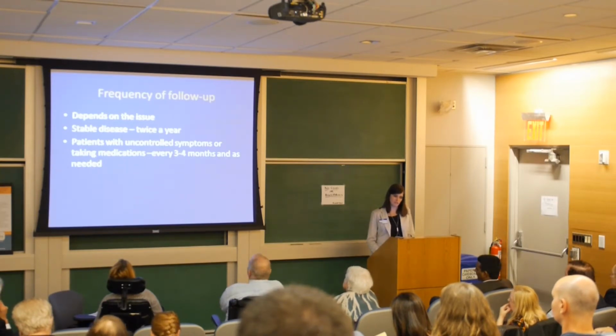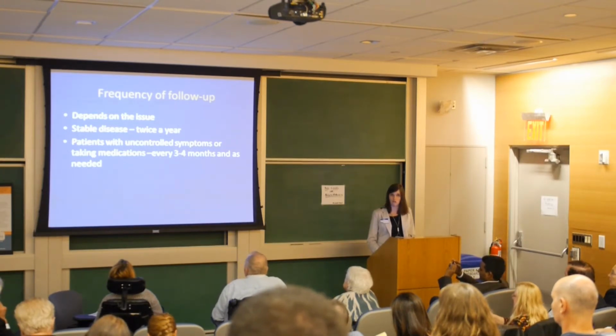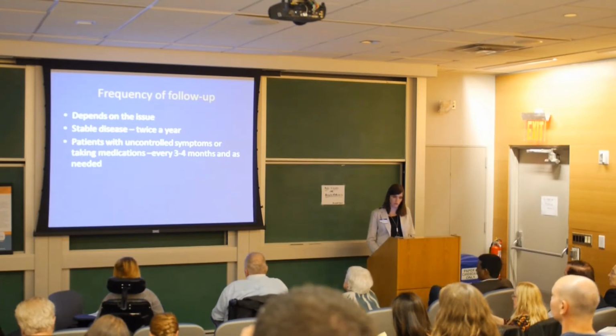So follow-up really depends on the issue. Patients with stable disease can follow up twice a year. Patients with uncontrolled symptoms or on certain medications should be seen more frequently, particularly in childhood, so every 3 to 4 months as needed.